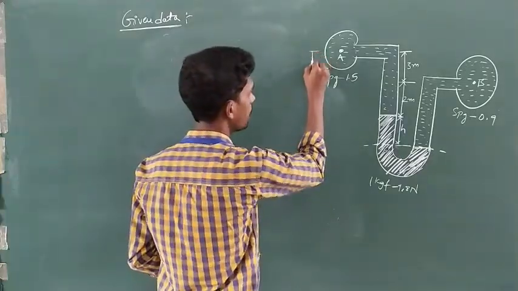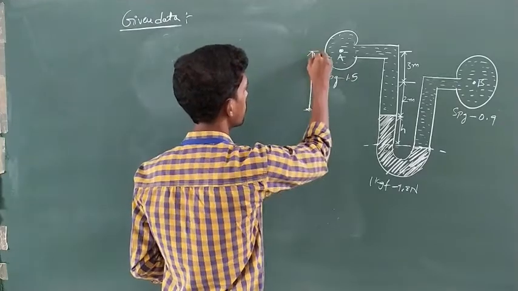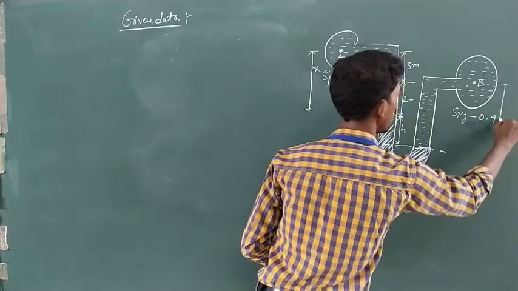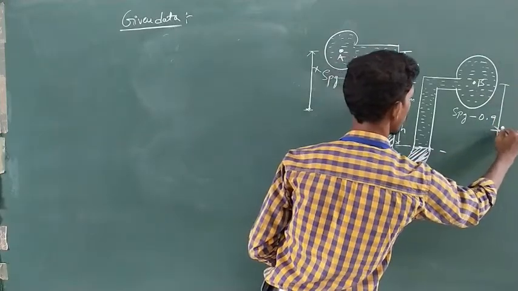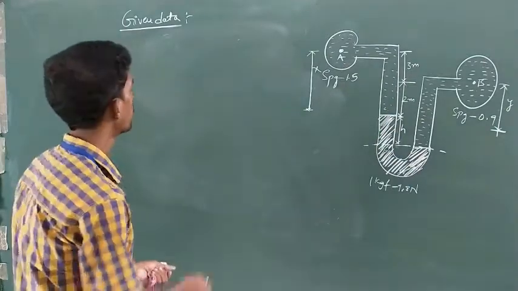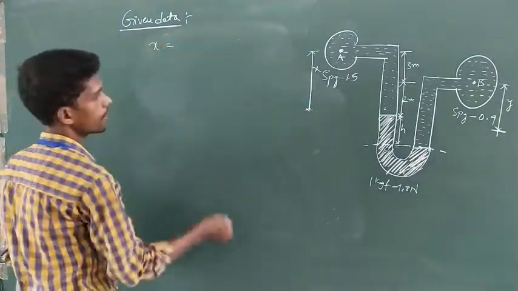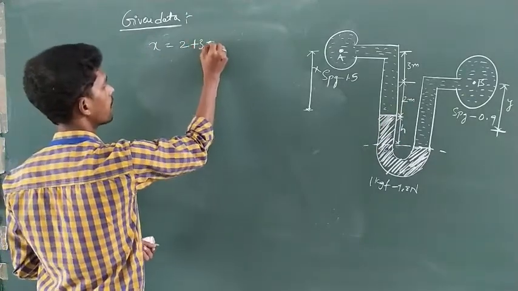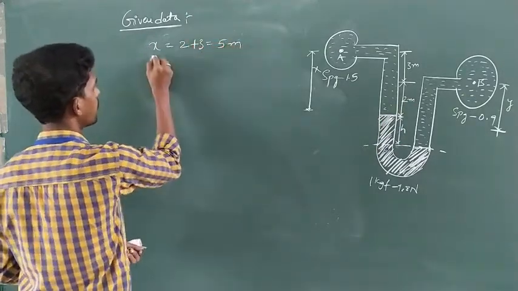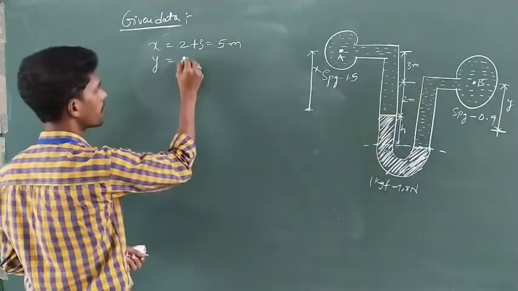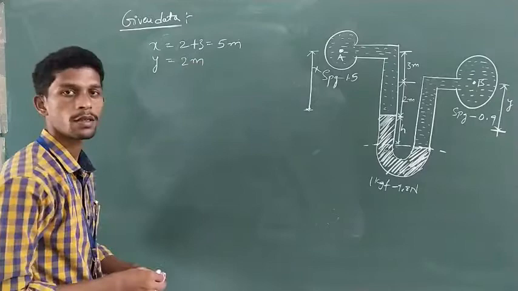See, from here to here, this represents the x, right? And from this point to the mercury level, that means this one, this represents the y. Right? If you want to find out the values of x, what is the value of x here? 2 plus 3. Right? 2 plus 3, that is equal to 5 meters. What is the value of y there? From here to here, it is 2 meters. Right?